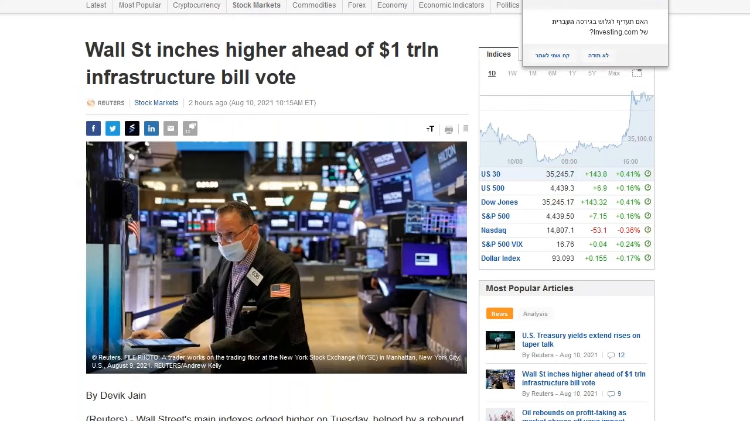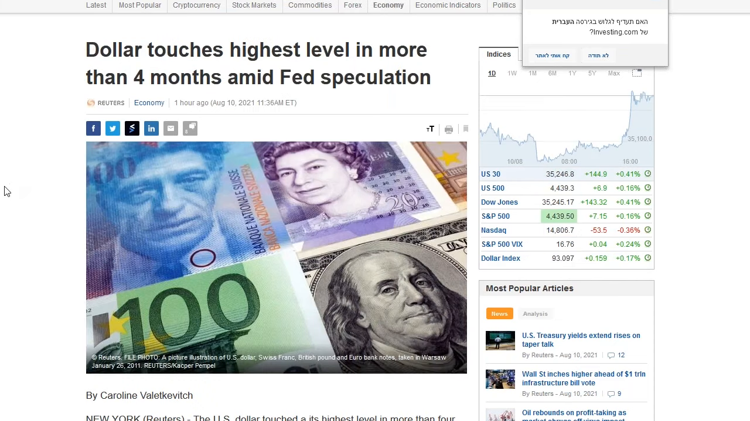Wall Street inches higher ahead of $1 trillion infrastructure bill. We just talked about it. I'm just showing that it doesn't matter which news network you're looking at, it's the major headline being talked about. We see volatility is up a little, but mostly flat. The US dollar is up healthily. It strengthened quite a bit. We may see a retreat of that with this infrastructure bill passing.